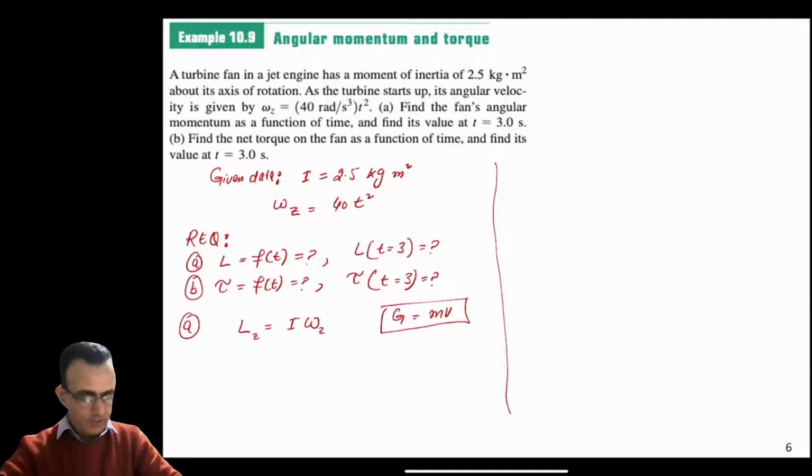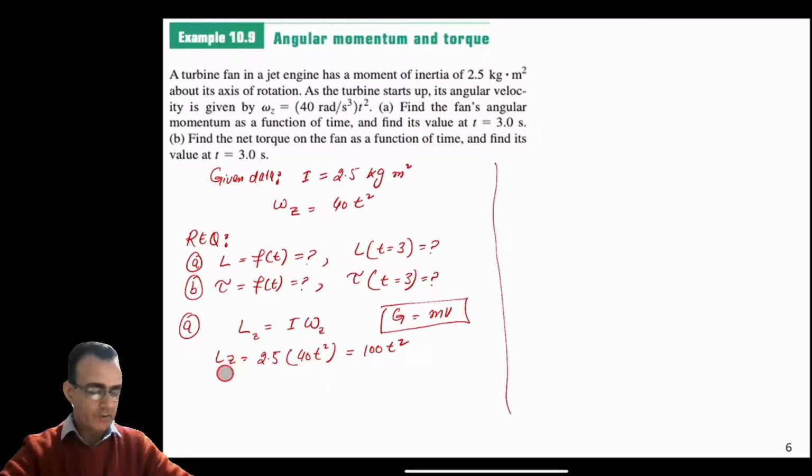So Lz will become equal to 2.5, which is I, given here, times omega z, which is given here, 40 t squared. So this will become 100 t squared. So this is our part A. We calculated the angular momentum as a function of time.